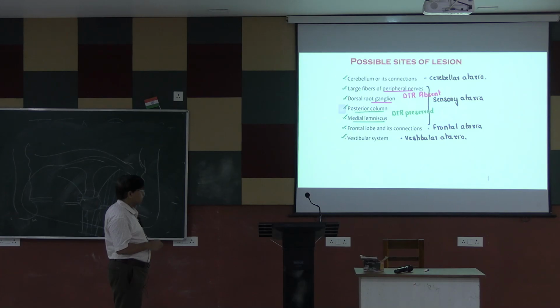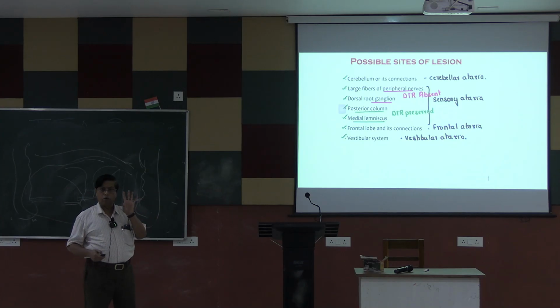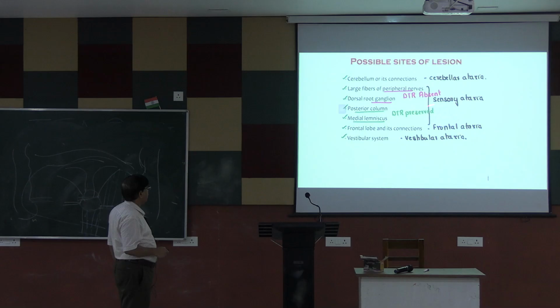So at least you remember, ataxia may be due to a lesion in the cerebellum or a lesion in the posterior column. That you have to know at least. In the cerebellar case, it is called cerebellar ataxia. If the posterior column of the spinal cord is affected, it is called sensory ataxia. Ataxia may also occur when there is a frontal lobe lesion. It is called frontal ataxia.